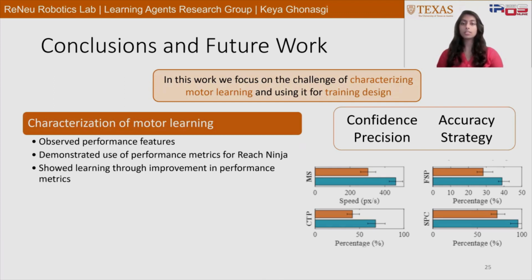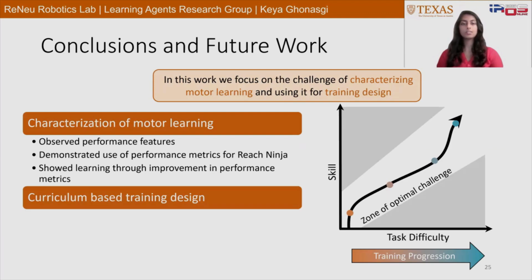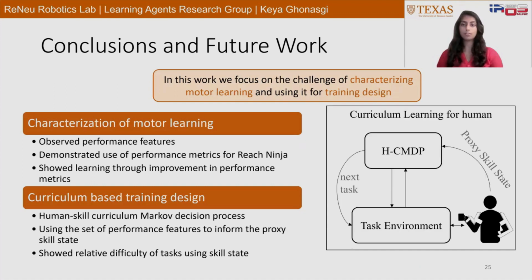We also discussed curriculum-based training design and specifically using the curriculum learning framework used in reinforcement learning. The human skill curriculum Markov decision process is defined, and the policy of the learner is replaced by the set of performance features, now referred to as the proxy skill state. Finally, we were able to see a preliminary result on the difficulty modulation of the Reach Ninja task and the effect it had on the learner's performance, thus paving the way for our future work in curriculum design.